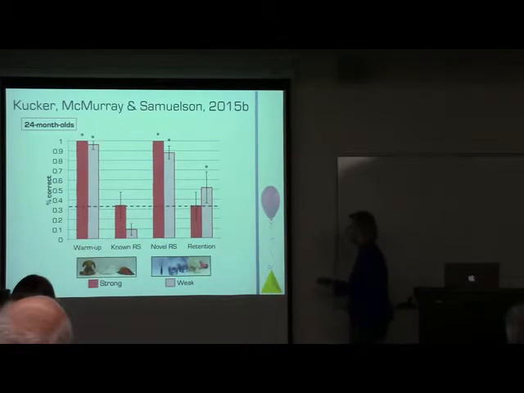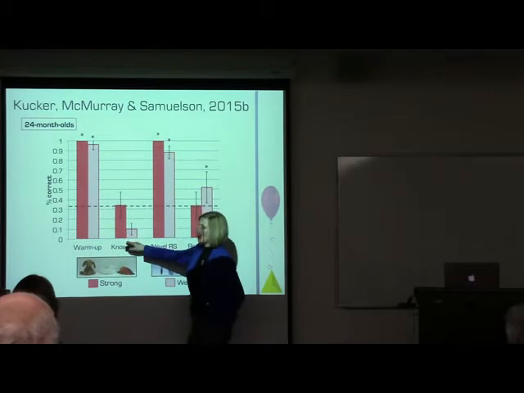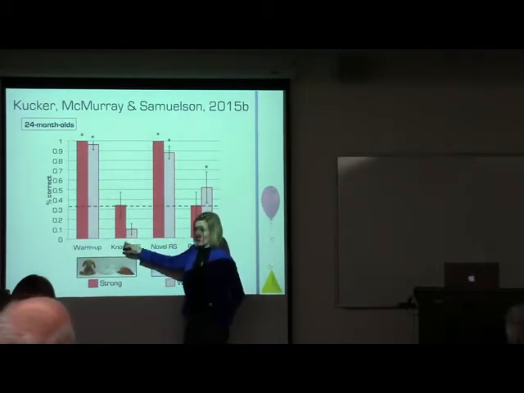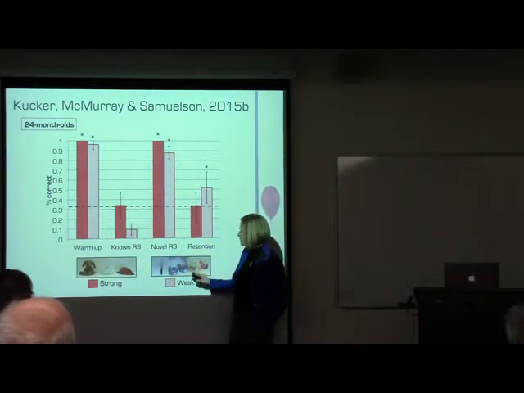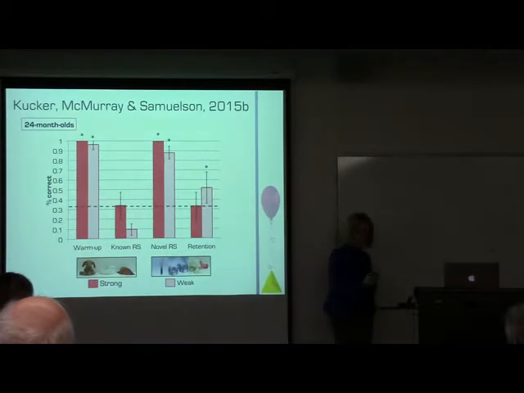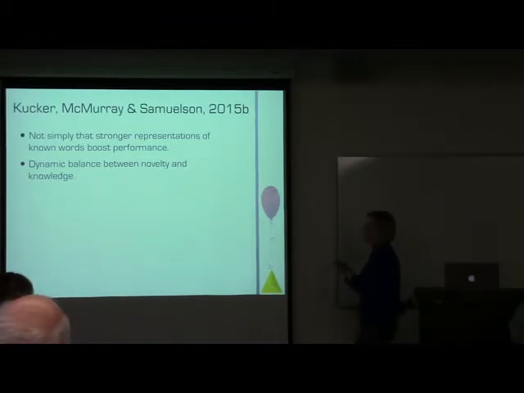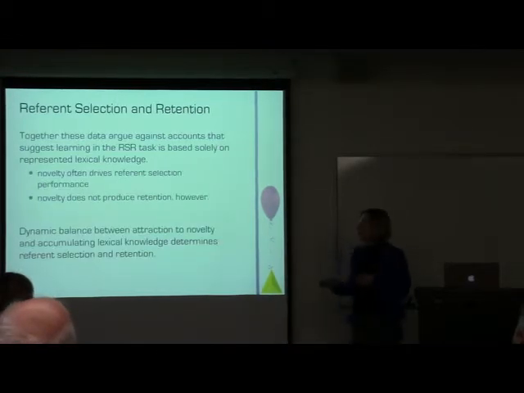24-month-olds show something similar but not quite the same. They show strong warm-up. Now they're showing a problem where they're going with the most novel things. The familiarity here causes them a little bit of trouble. Okay, novel reference selection, they do a great job. If they do select the novel object in this case, they do show some evidence of retention, as strong as what 18-month-olds show. Okay? So it's not simply that a stronger representation of known words can boost performance. Okay? There's this dynamic balance between novelty and knowledge that's really determining when you learn a word.